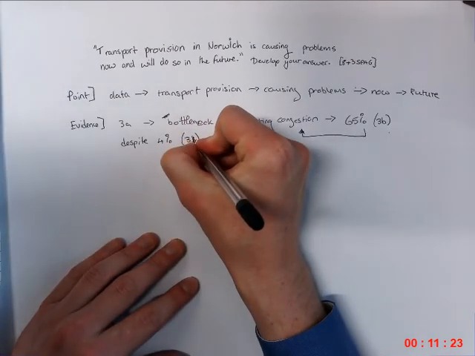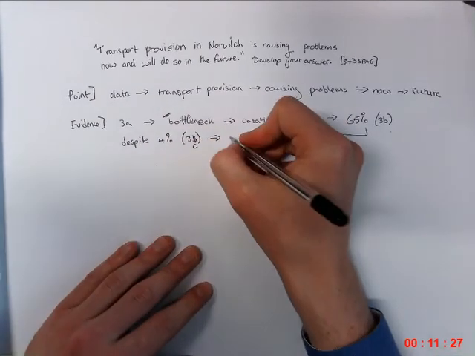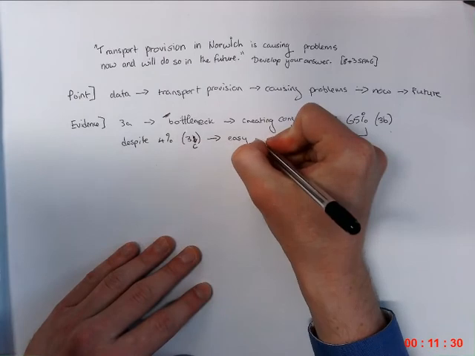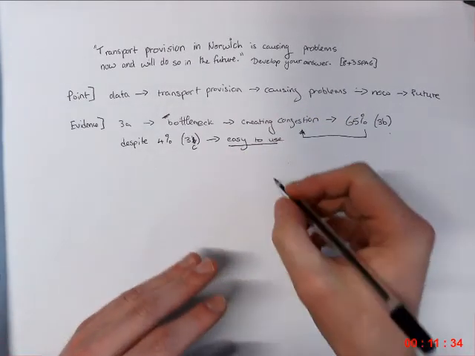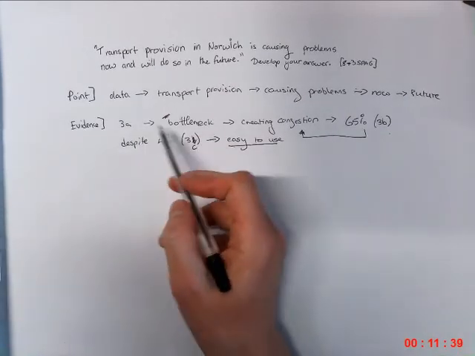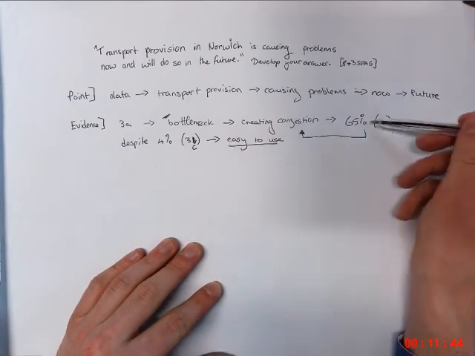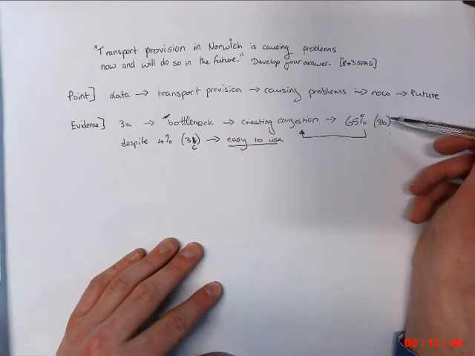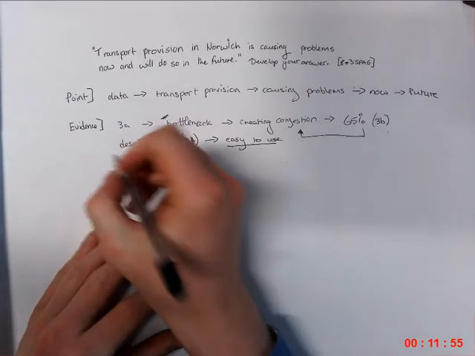Sorry, this is figure 3c. So figure 3c, thinking that the journey is easy to use. Only 4% of people think it's easy to use. On the contrary, quite a significant number of people think that it's difficult to use. So 3a suggests there's a bottleneck creating congestion, while figure 3b suggests that 65% of commuters are coming into Norwich by car, despite 4% of people thinking cars are easy to use, quite a low percentage. Right? So that's our evidence.